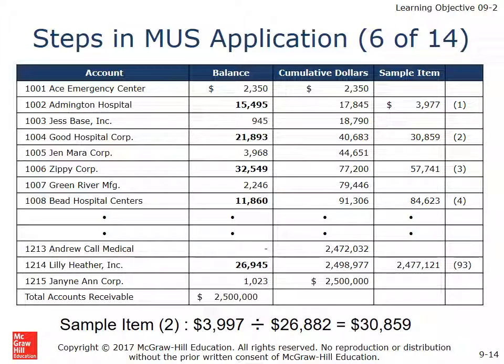So let's see here. So we have $23.50 minus $39.77. Okay, so the first $1,627 of Admington Hospital would be the $39.77 amount. Okay. Now add 26,882.